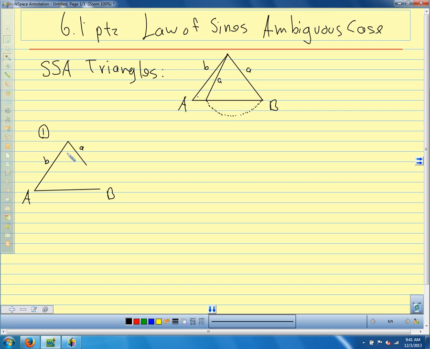So in a case like this, if a is less than b, this angle can't change. If a is less than b, it can't connect with this base of the triangle down here, so I get no triangle. So for this particular case, we don't even get a triangle. If a is too small, this angle doesn't change, this side doesn't change, so this has to stay the same. We can't make a triangle.